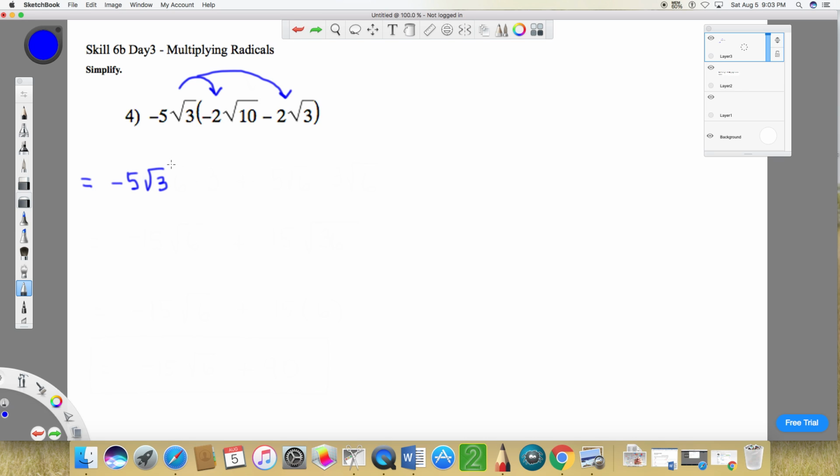And we have this guy, and it's multiplying this. All right. So with the negative times the negative, I'll adjust that sign right now. And I have 5 radical 3 and 2 radical 3.